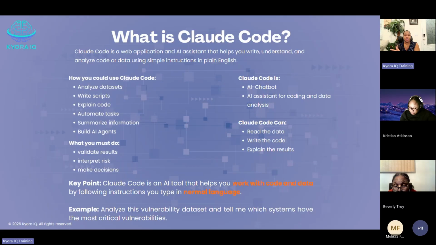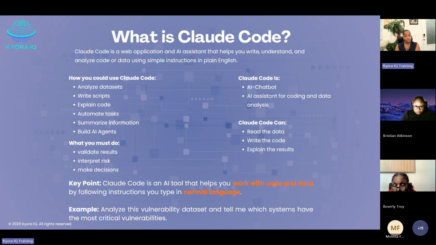So we're going to be doing a lot of that, such as analyzing data sets. We are going to be writing scripts using TypeScript. We won't necessarily need to explain code. We're not going to necessarily use that. We are going to automate tasks when we build our AI agents and summarize information.